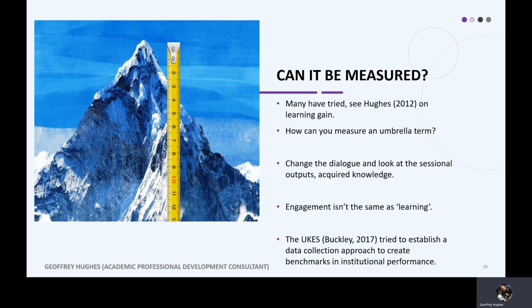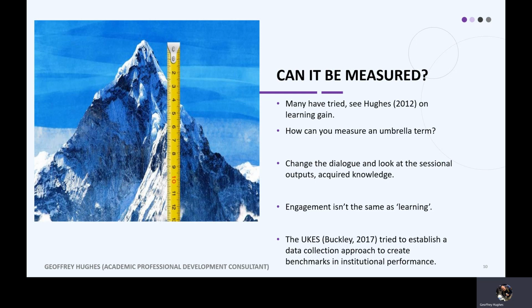There's a big dialogue at the moment around whether it can be measured. Engagement isn't the same thing as learning, and we've seen what happened when we tried to measure learning gain. Learning gain was the idea developed by HEFCE around measuring the distance travelled by students, looking at what they entered their course with academically and then what they left their course with academically, and trying to measure the distance between the two.